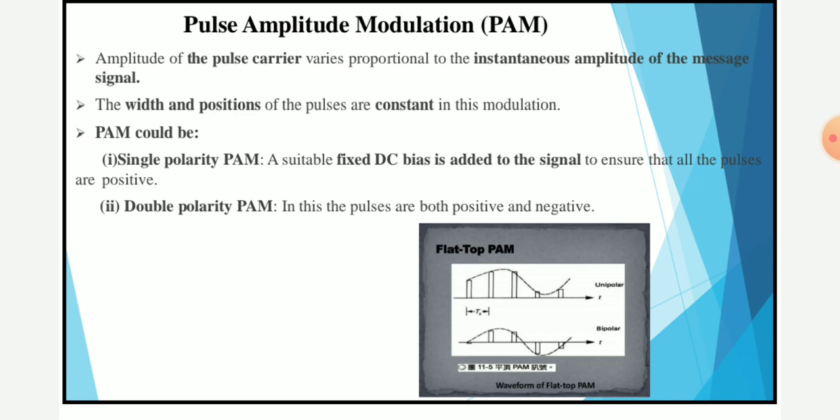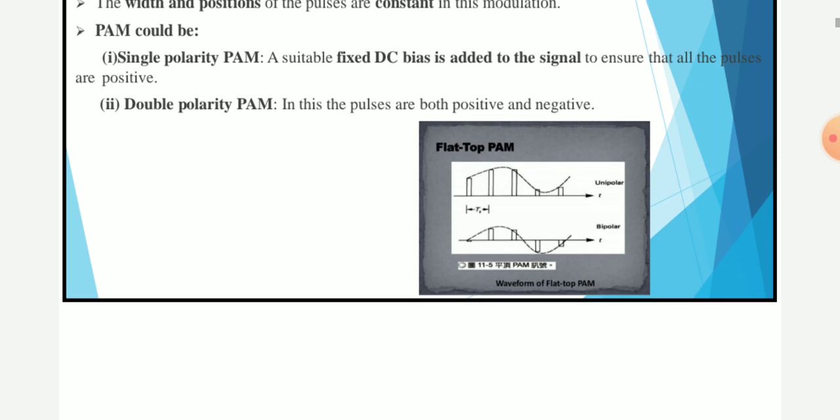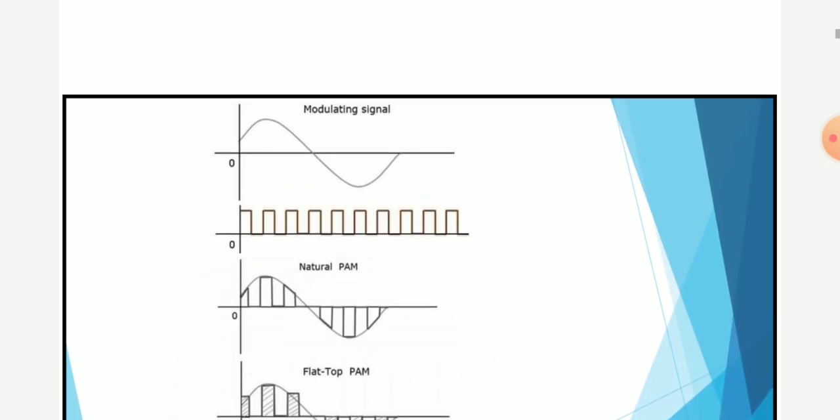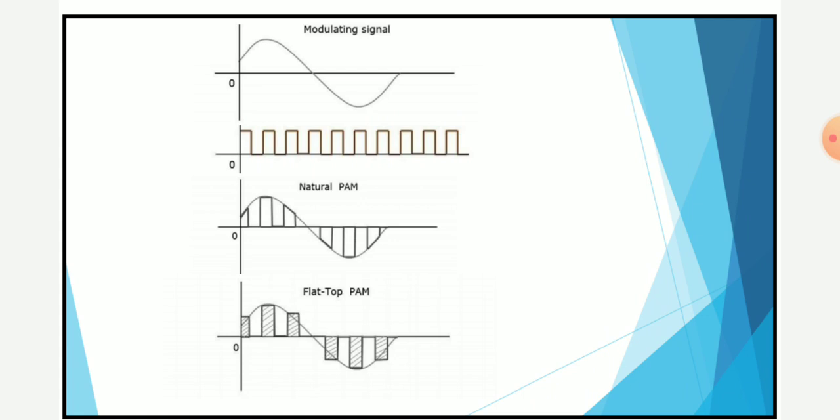The second type is double polarity PAM. It makes use of both positive and negative pulses. In the second diagram, the amplitude of the pulse is varied according to the message signal, where it can have both positive and negative pulses. These are the two basic types in which pulse amplitude modulation can be implemented. And here is the graph of model waveforms showing how a continuous signal is varied.